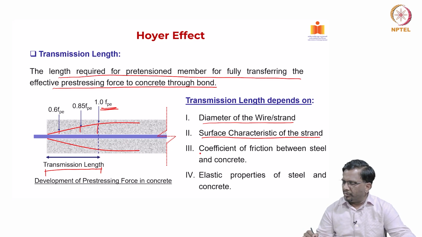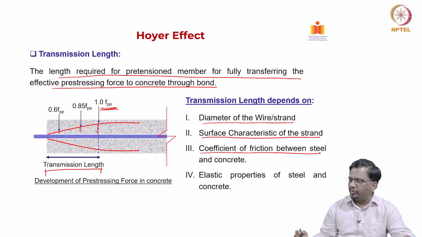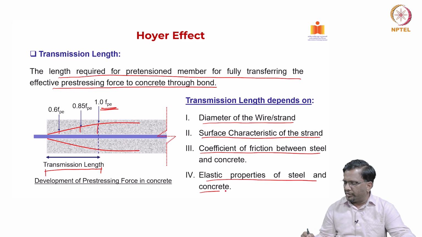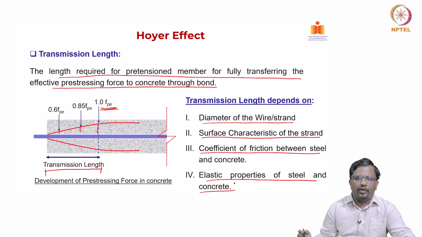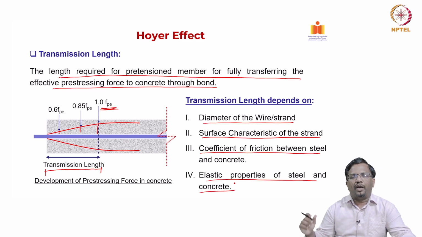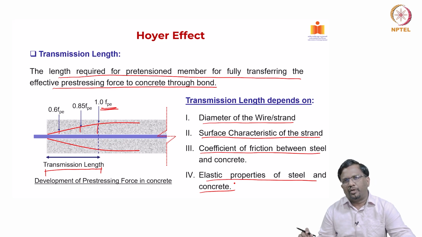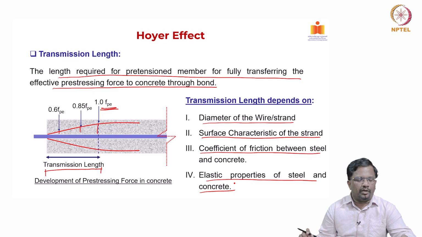In addition to that, the coefficient of friction between the steel and concrete also plays a role. The higher the coefficient of friction, the more bond is generated through friction, so it will require less transmission length. Then also the elastic properties of the steel and concrete. And we know that the higher the grade of concrete, the higher the bond strength, and that also helps in reducing the transmission length.